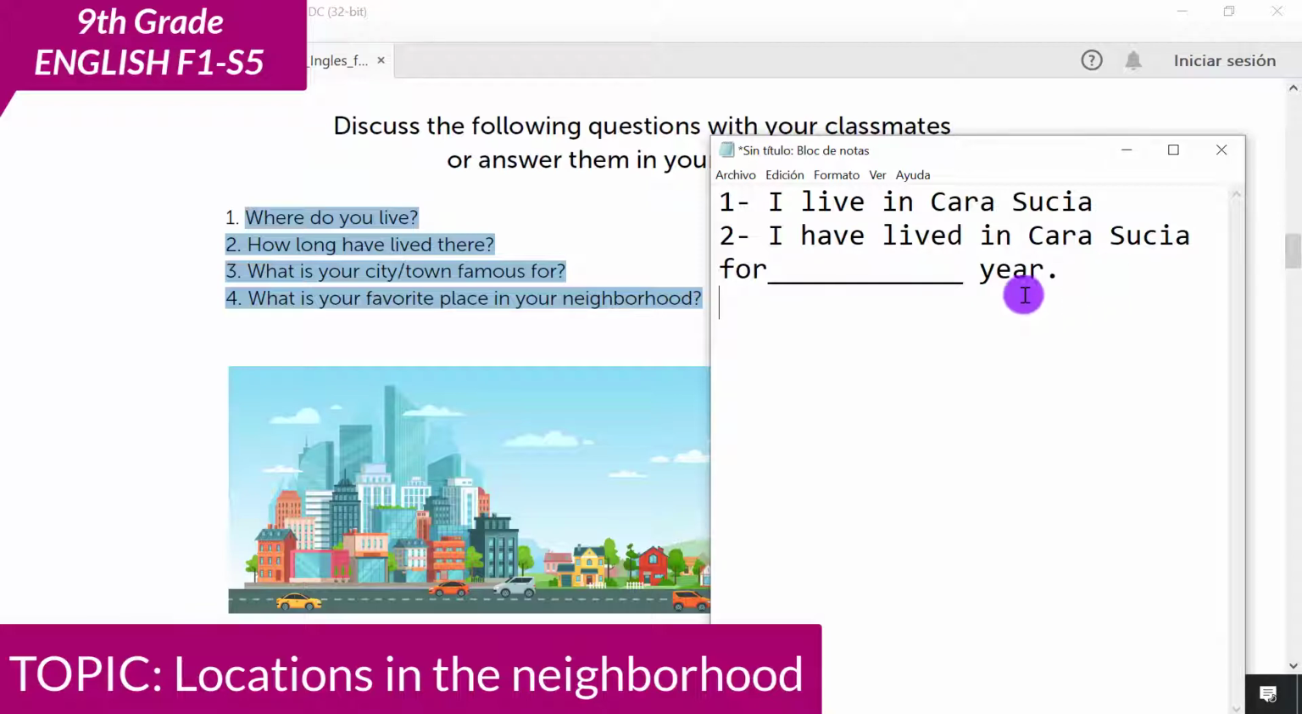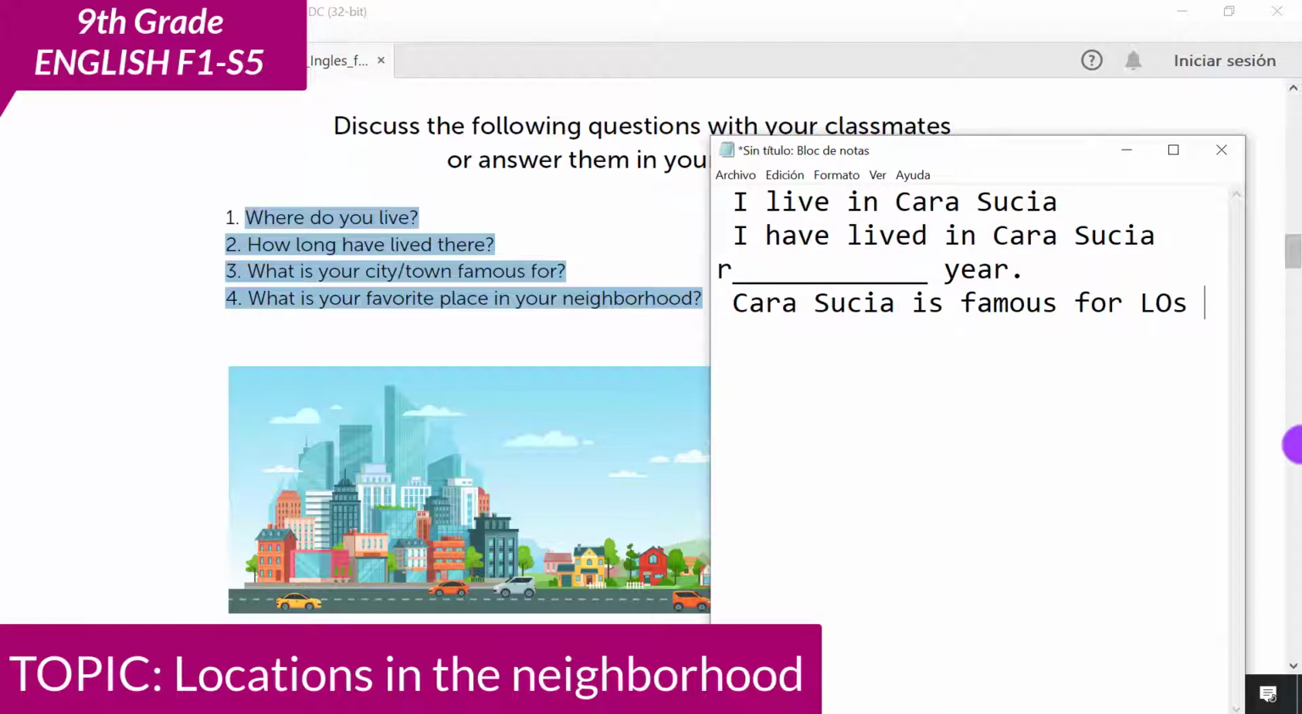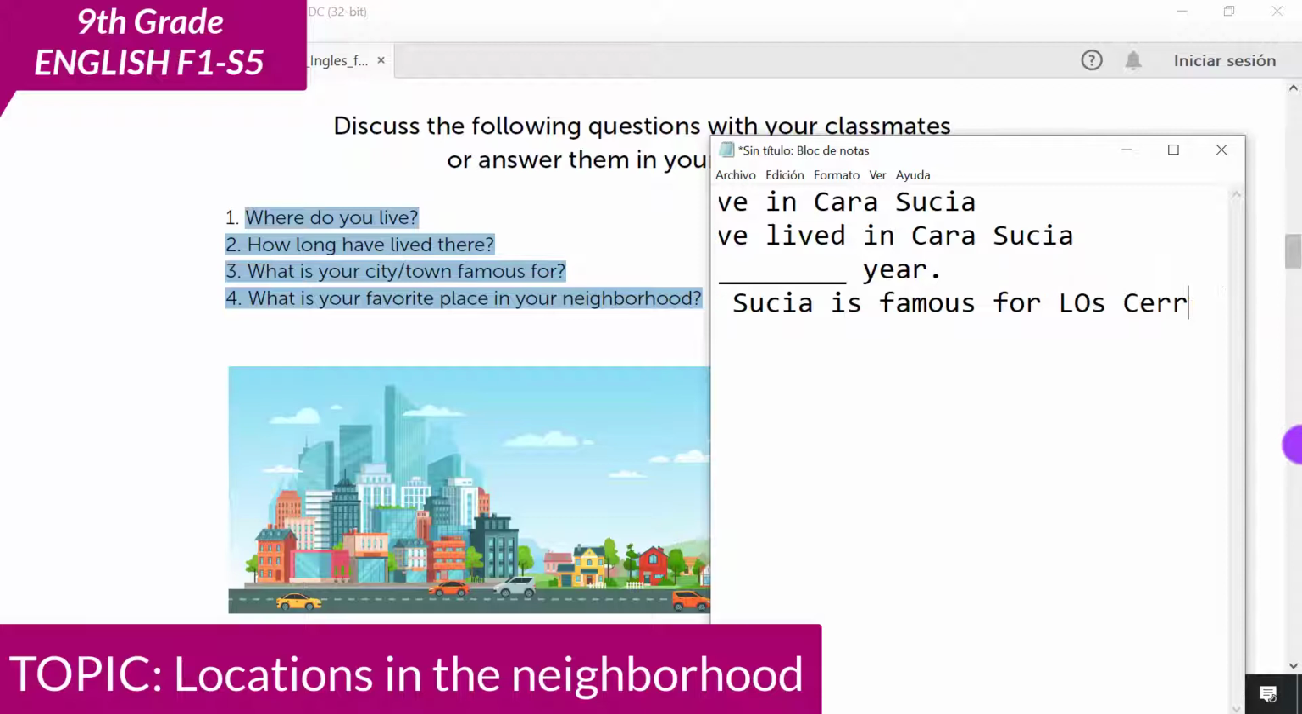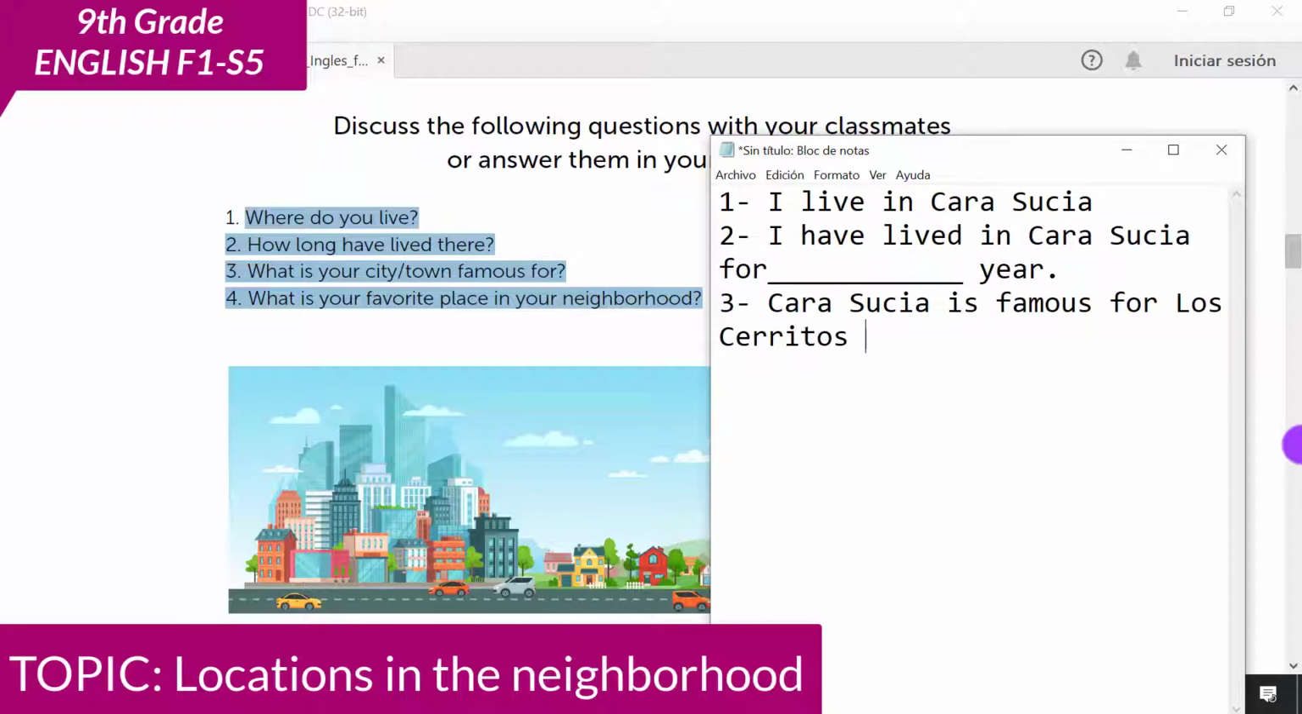Now, what's your city or town famous for, okay? Cara Sucia is famous for Los Cerritos, for example. For Los Cerritos archaeological site. Okay. Cara Sucia es famosa por los Cerritos, el sitio arqueológico. Esa es la respuesta. What's your city or town famous for?